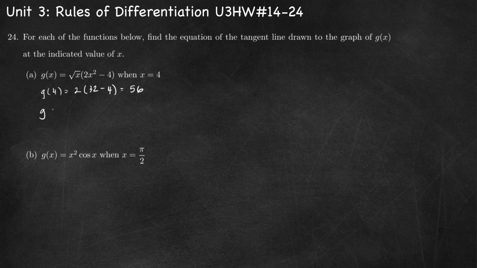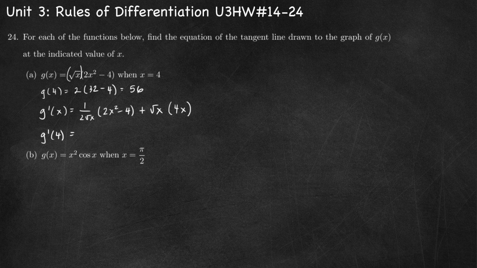Now we want to find g prime of 4. So first we find g prime of x. G prime of x, we're going to use the product rule. So the first factor is square root of x. Derivative of the first is 1 over 2 root x times the second, 2x squared minus 4, plus the first times the derivative of the second, which is just 4x. So now to find g prime of 4, we just substitute 4 in for x.